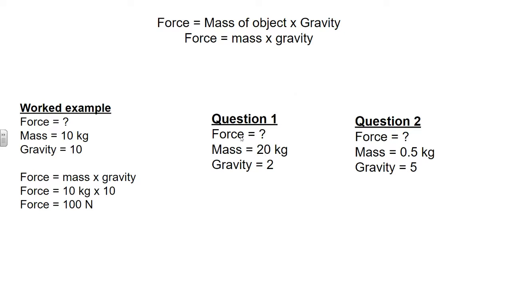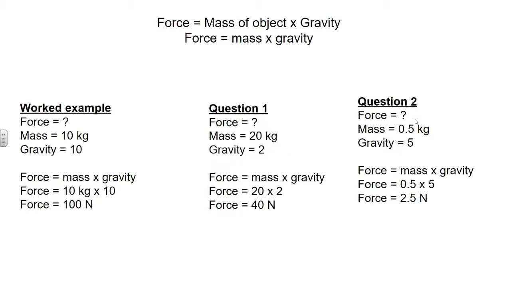Okay, so for this first one here, the force is 20 multiplied by 2, so the force will be 40 newtons. For this one, force is mass multiplied by gravity, so it's 5 multiplied by 0.5, which is 2.5. Okay, so we've put it in kilograms here because that's the unit it has to be in.